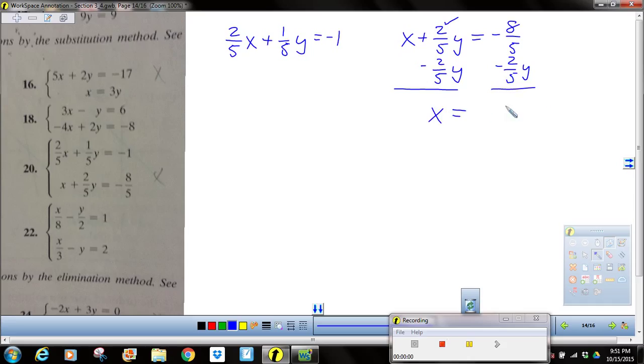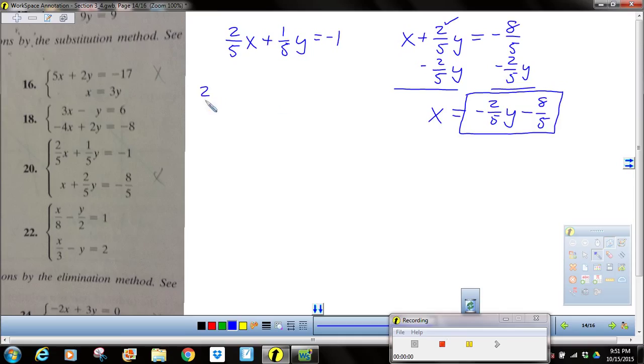x is equal to negative 2/5 y minus 8/5. Okay, right there is what x is. And I don't think there's going to be a simpler way to have that written. So even if I had gotten rid of the fractions, when I divided by whatever was in front of the x, I'd end up having fractions anyway. So now we're going to take this right here and we're going to substitute it over here for x.